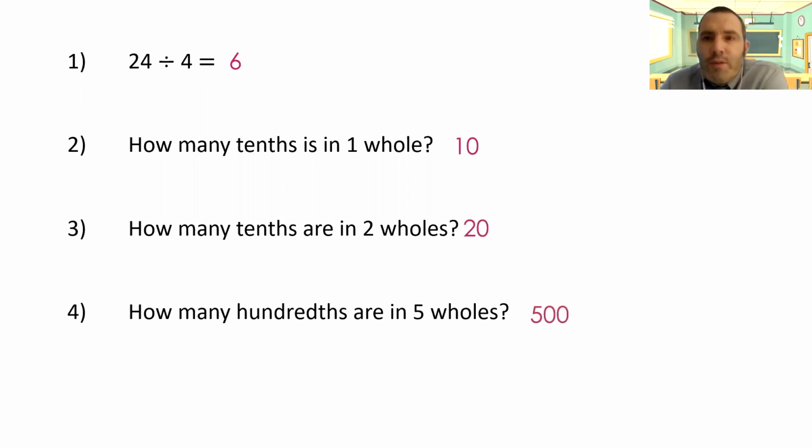And then the hundredths. If something is in hundredths, it's got 100 pieces, so in 5 wholes, there's going to be 500 hundredths.